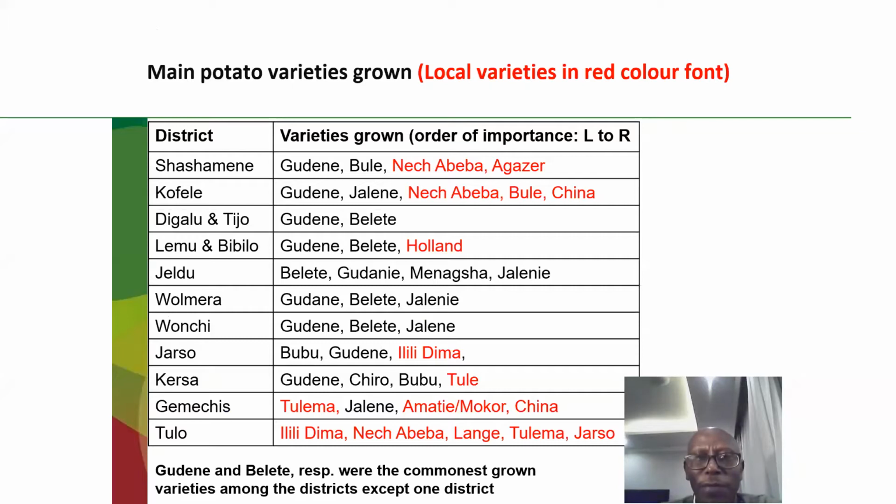We tried to find out what kind of potato varieties are being grown by these farmers. We found that they grow both local and improved varieties. Nevertheless, amongst the improved varieties, Gudene and Belete were the most preferred, while the rest of the improved varieties tend to take a secondary position. And in rankings across each district, we found that local varieties get a lower rank compared to improved varieties. And in only one district, the farmers did not report growing any of the improved varieties.